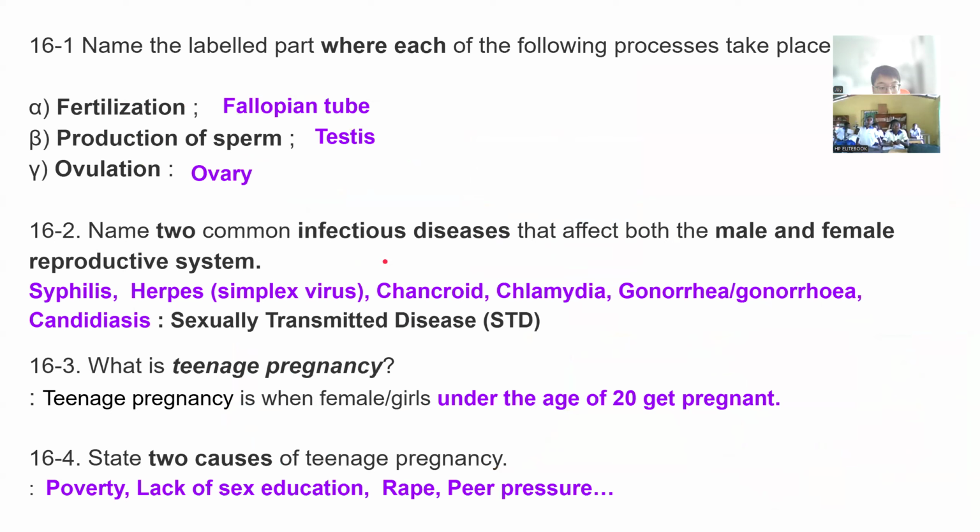Next question, name two common infectious diseases that affect both the male and female reproductive systems. You can say syphilis, herpes, chancroid, all of these other diseases that are STDs.